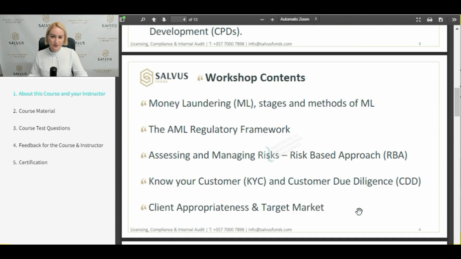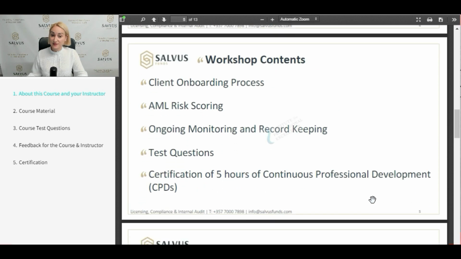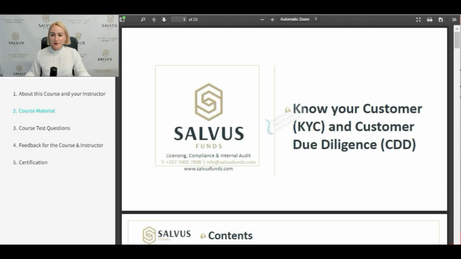The context of our workshop includes money laundering, understanding the stages and methods of money laundering, and of course, terrorist financing. What is that? The AML regulatory framework that is currently in place, assessing and managing risks on a risk-based approach, know your customer and customer due diligence, client appropriateness and target market, the client onboarding process, AML risk scoring, ongoing monitoring and record keeping, know your customer, KYC, and customer due diligence.